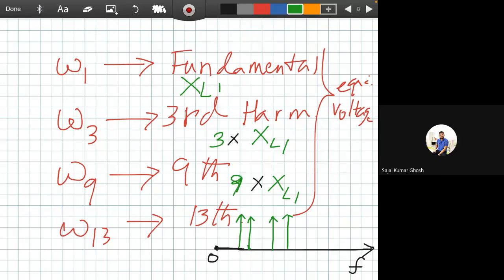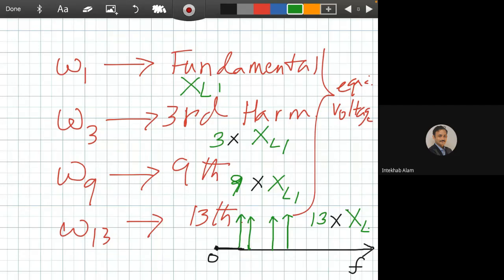This is 9 tenths and this is 13%. If you feel it's difficult to understand, please raise your hands, because it's a difficult topic, not an easy topic. So the first one is the XL1. For third harmonics, it will be 3 times XL1. For the ninth harmonics, it's 9 times. For the 13th, it is 13 times.